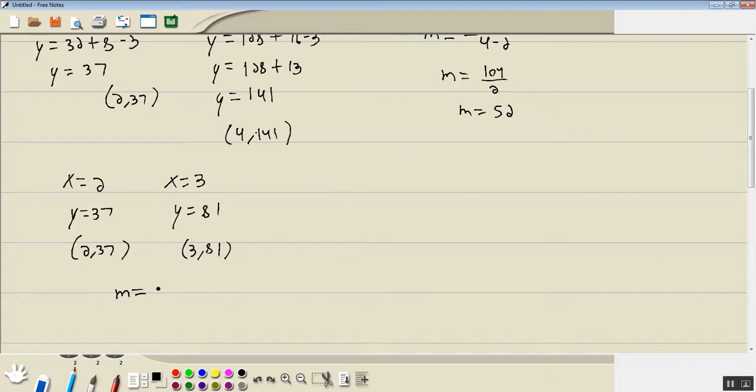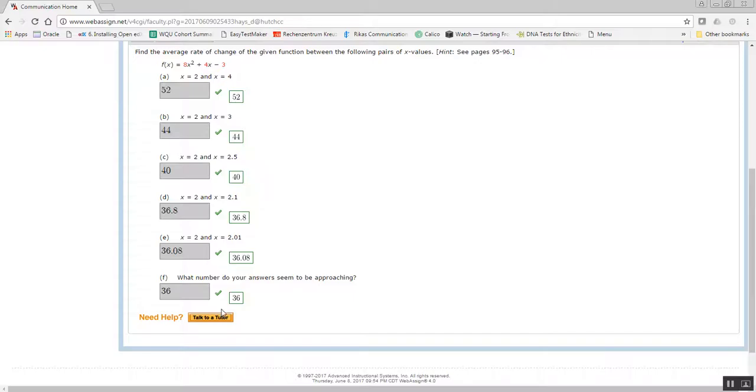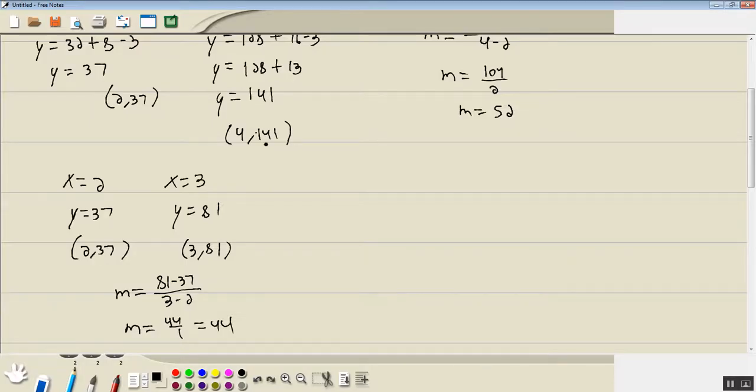And our rate of change would have 81 minus 37 over 3 minus 2. Is that 44 over 1 or 44? So it gives you that. So you can see it simplifies that process quite a bit.